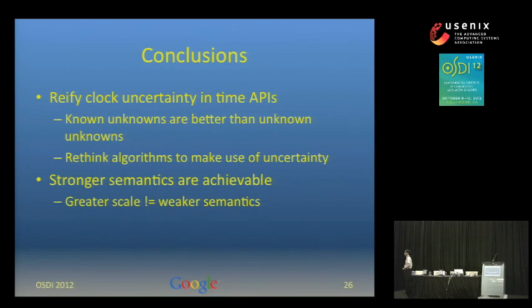To conclude, making the clock uncertainty manifest in the API is incredibly powerful. To paraphrase Rumsfeld, a known unknown is much better than an unknown unknown. And we should be redefining our algorithms to make use of this known unknown. And I want to conclude with one final point. As systems have scaled, the tendency has been to go towards weaker semantics. And what this work shows is that, in fact, you can achieve stronger semantics at scale.